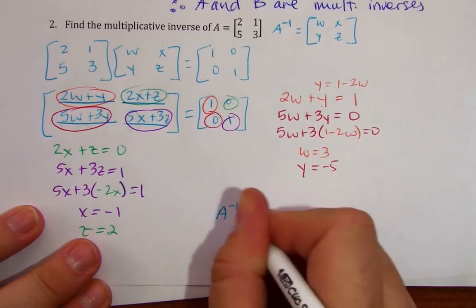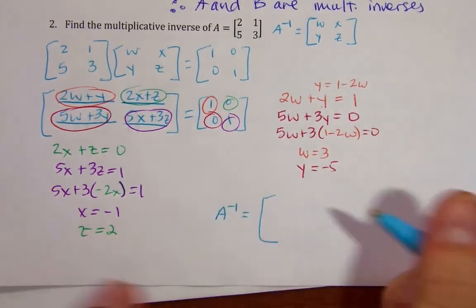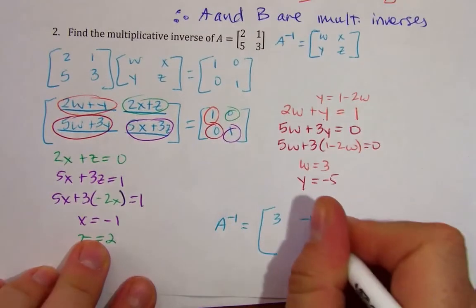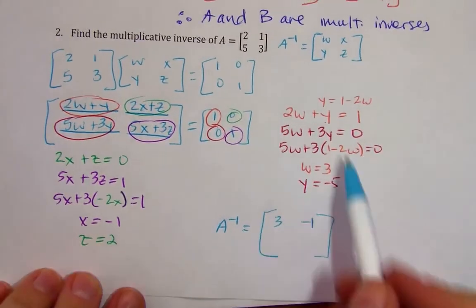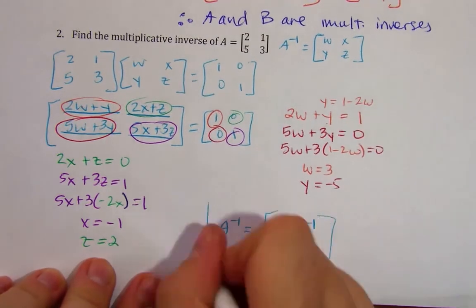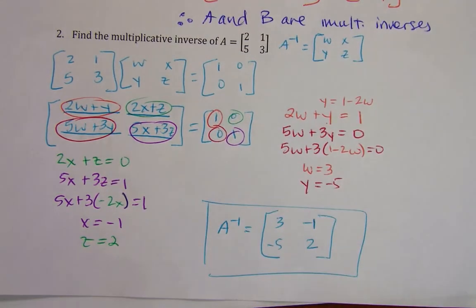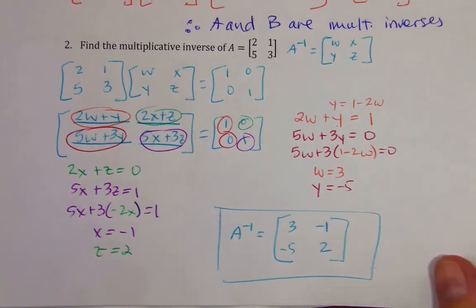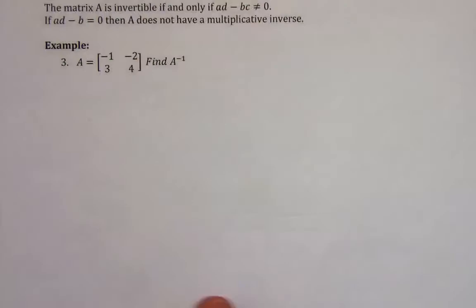So A inverse is equal to w was 3, x was negative 1, y was negative 5, and z was 2. And that's our answer. Okay, so I'm going to go ahead and flip the page and do some more examples.